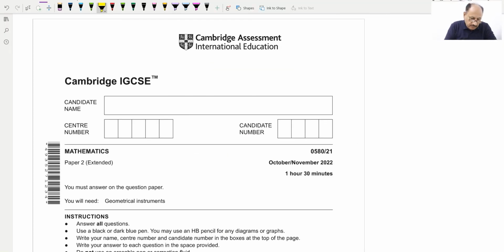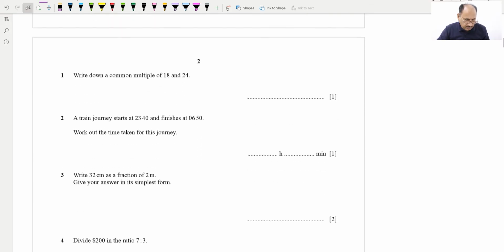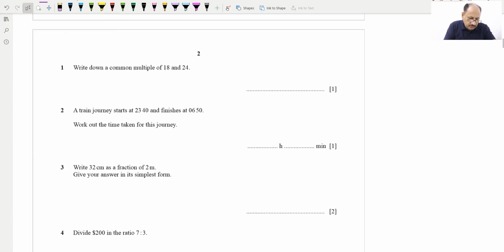Hello everyone, today we'll be going through IGCSE Mathematics Paper 2 Extended, 0580/21, October/November 2022. Question number 1 says: write down a common multiple of 18 and 24.